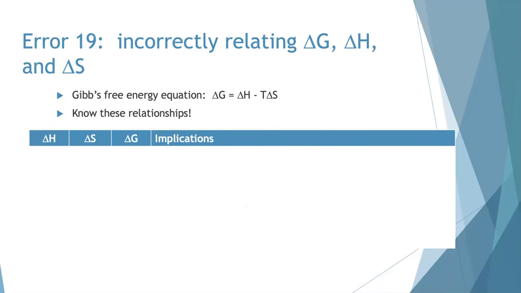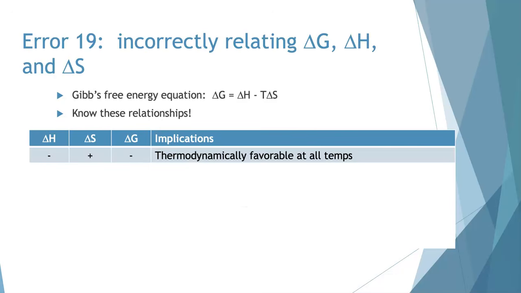But conceptually, this is where students run into trouble. So if delta H is negative and delta S is positive, delta G will always be negative. That reaction will always be thermodynamically favorable at any temperature. It doesn't tell us if it's fast or slow, just gives us the sign of delta G. If delta H is positive and delta S is negative, delta G will be positive. That process will be not thermodynamically favorable at all temperatures. So when the signs of delta H and delta S are different, we can unambiguously predict the sign of delta G.